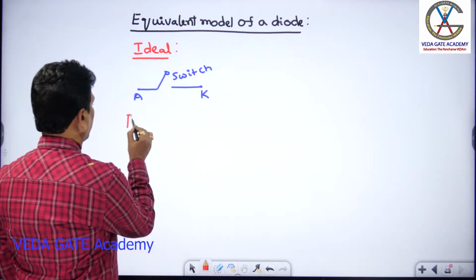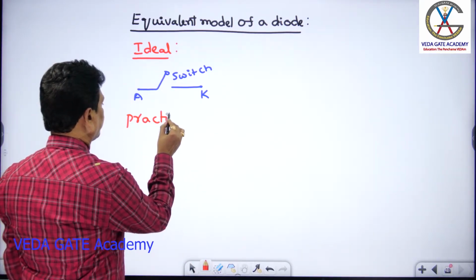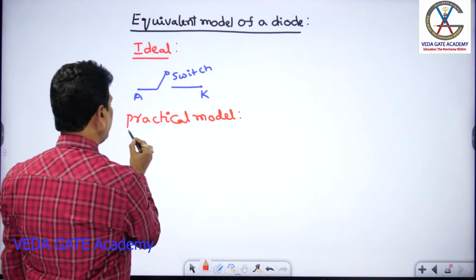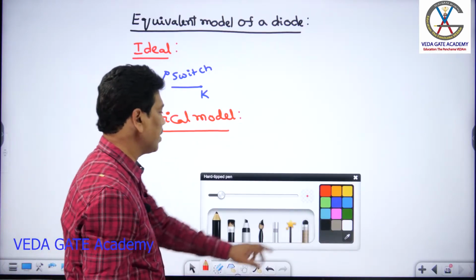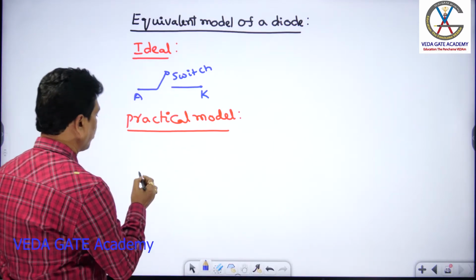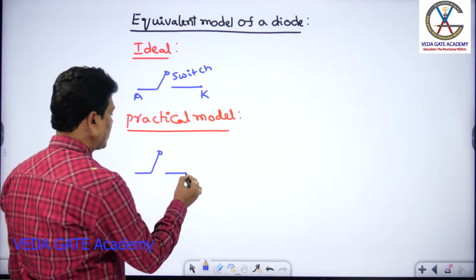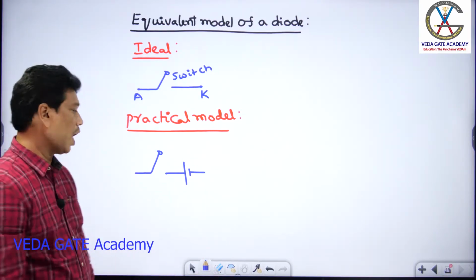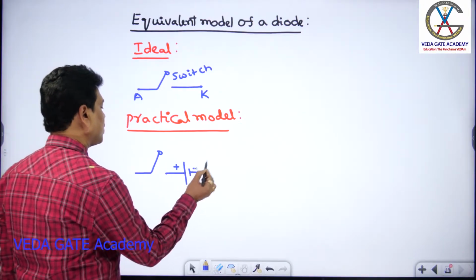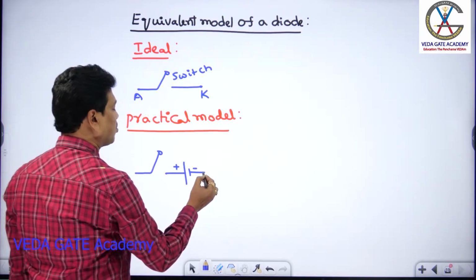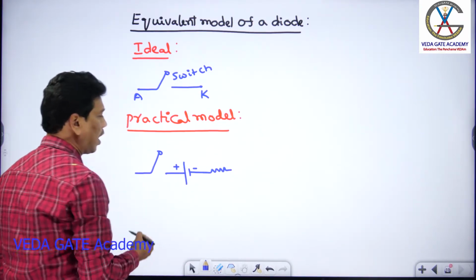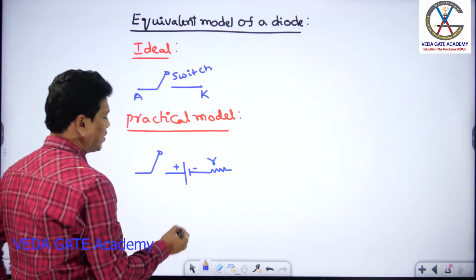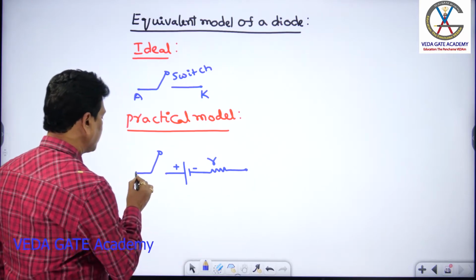So this is the practical condition of a diode. Practical model. According to the practical model, the diode is considered as a switch. Along with that, it also has a barrier effect, right? That is, a barrier potential is there, which is always directed from anode to cathode. So this is the internal barrier voltage. And it also has some resistance. Because the diode is non-linear, only dynamic or AC resistance is taken, that is this R. R is the AC resistance. So this is the equivalent model of a diode.